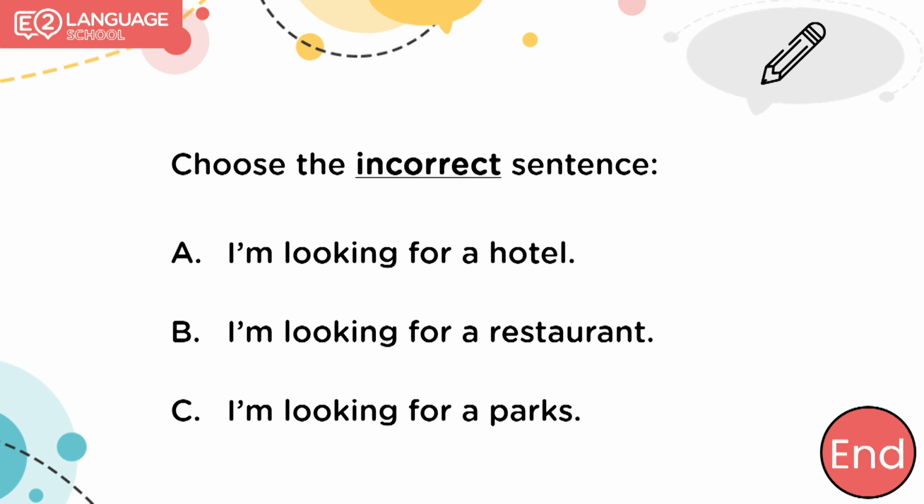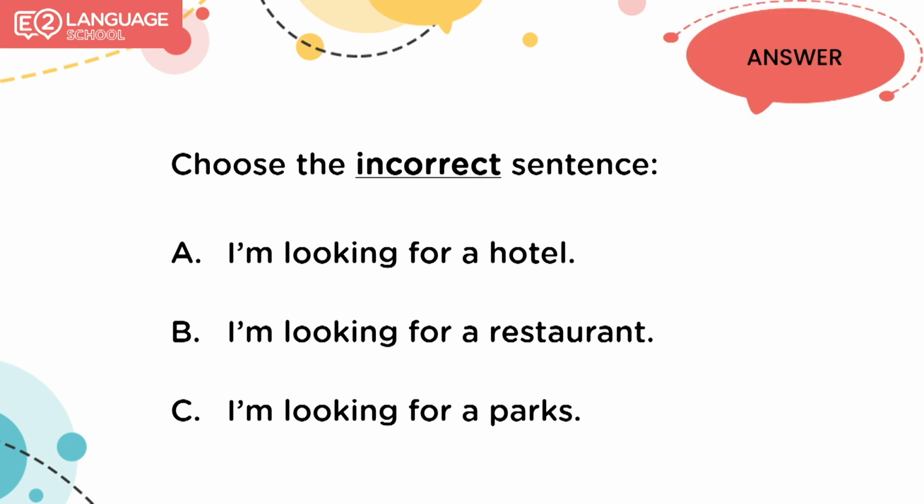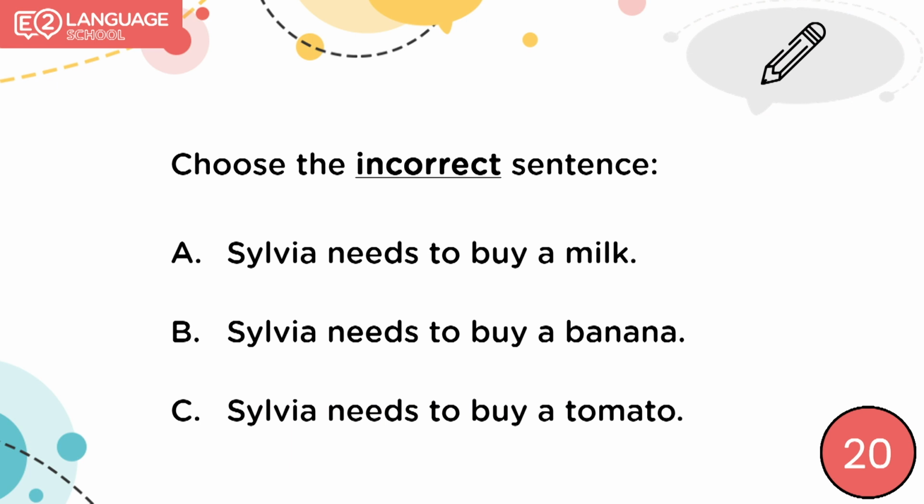Okay, everyone, time's up. How did you go? Let's have a look at the answers. So, what did you have? Well, the answer is C. I'm looking for a parks. And the reason is because parks is a plural noun. Okay, let's do another one. You have 20 seconds again.